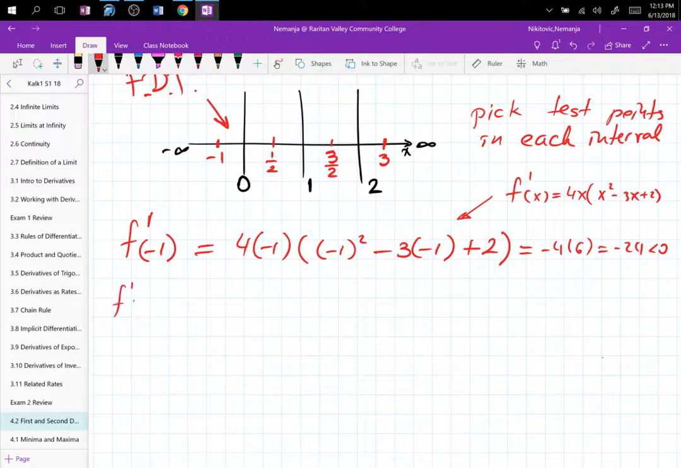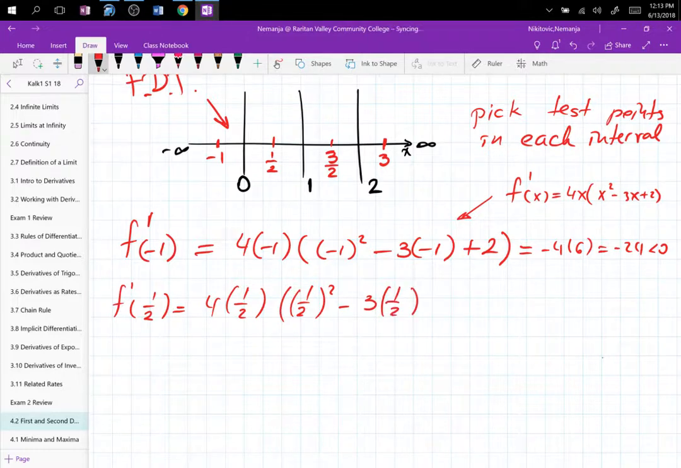The next one is f prime at 1/2. So now we have 4 times 1/2 times 1/2 squared minus 3 times 1/2 plus 2. You actually don't have to compute all the way to negative 24. If you can make an argument that something is increasing or decreasing before you actually do all of these things, you do it, right? So half of 4 is 2, and in parentheses I have 1/4 minus 3/2 plus 2.